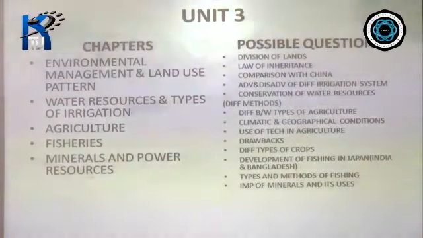From this chapter on environmental management and land use pattern, the most important question that they might ask you is, what do you mean by a land use pattern? When a land has been divided into various divisions according to its utility, that is the land use pattern. So, the division of the land. Then there's a term called law of inheritance.